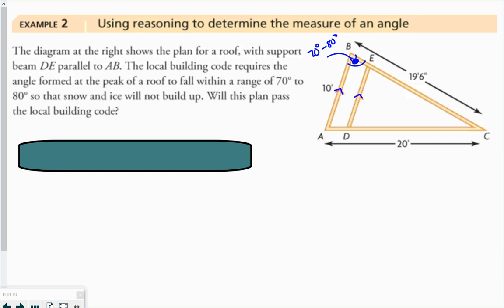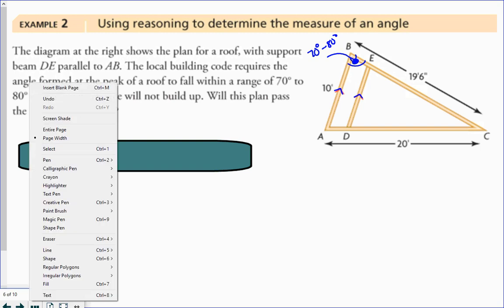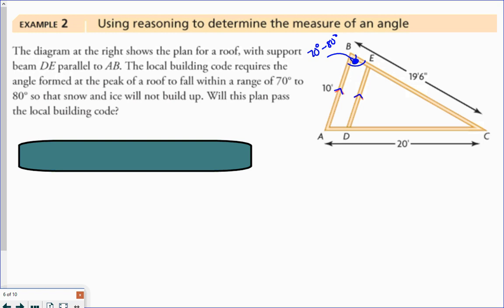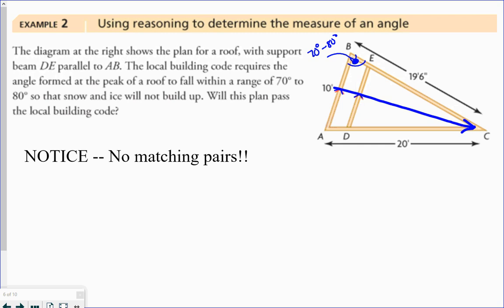So again, the first thing you want to do is just check for matching pairs, because if you have a matching pair, you should be using sine law. You don't have the angle, but you do have the side. So that's not a full match. You have the side but no angle. Again, half a match. So again, no matching pairs, no full sets. So we're looking for the angle this time.